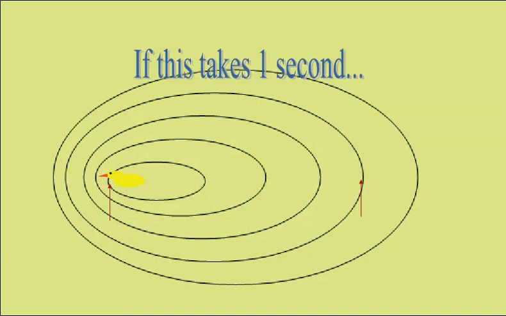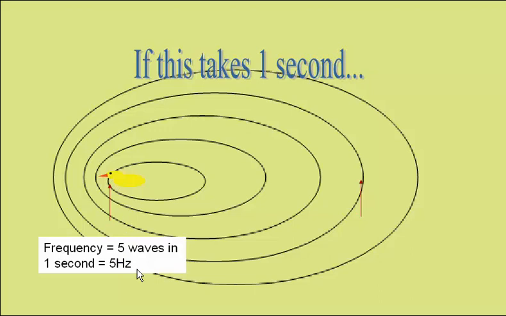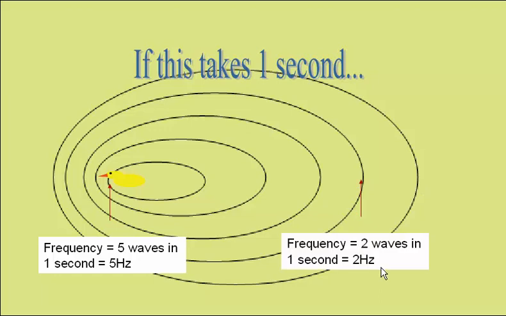If that has taken 1 second, an observer here will have seen 1, 2, 3, 4, 5 waves pass them, so they will see a frequency of 5 Hz. An observer here will have seen just 2 waves pass them, so they'll see a frequency of 2 Hz.